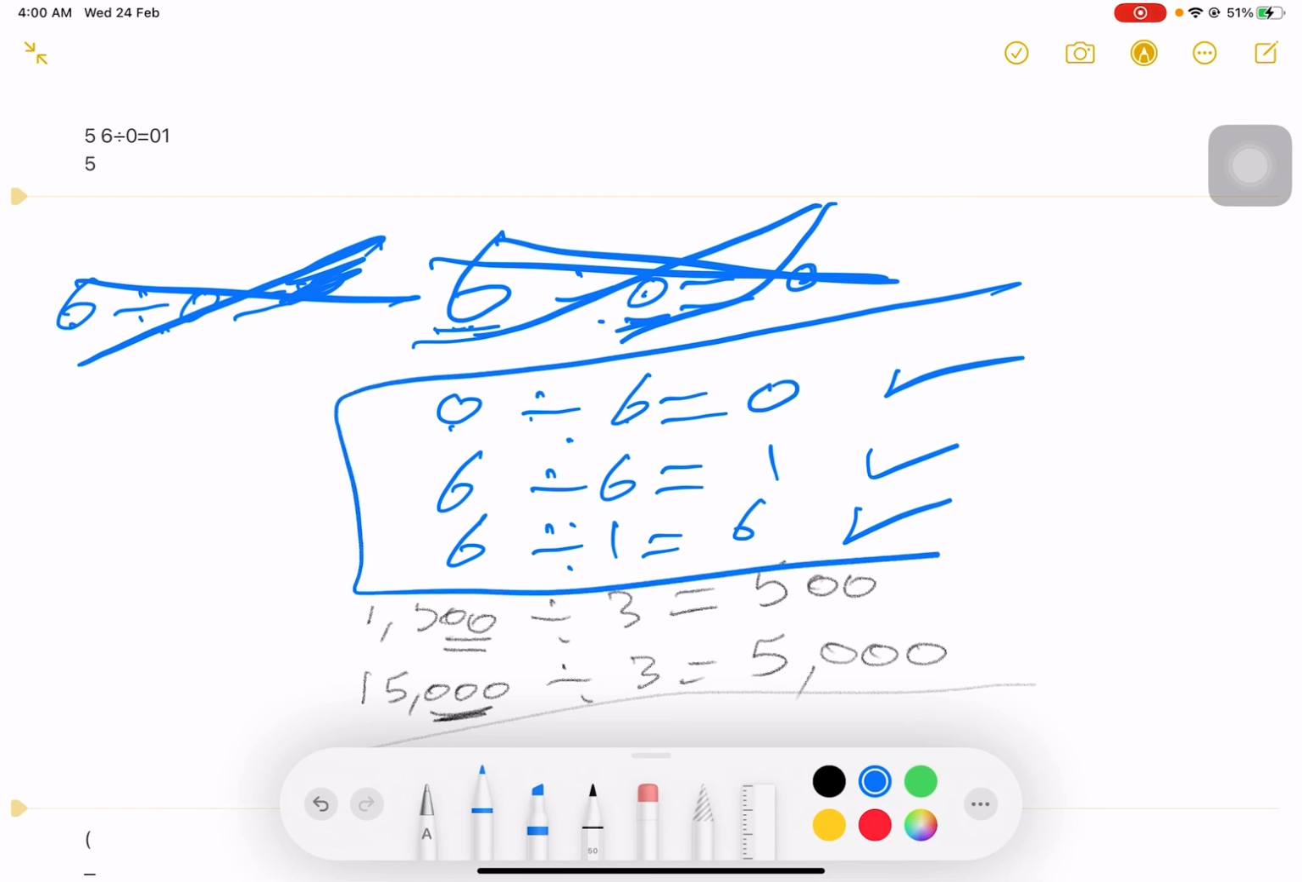These 3 sentences, you should remember them very well. So you can't divide by 0. For example, 3 divide 0 is not acceptable. Okay? So 0 divide 6, the answer is 0. 6 divide 6, the answer is 1. And 6 divide 1, the answer is what? 6. You have your homework in page 25.